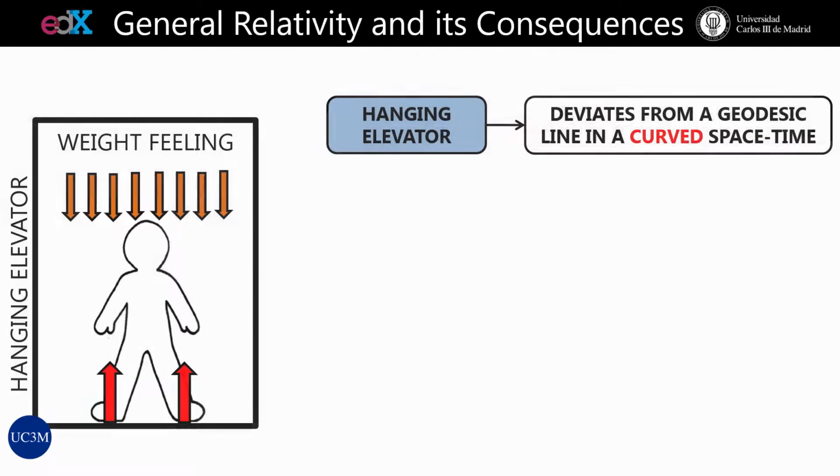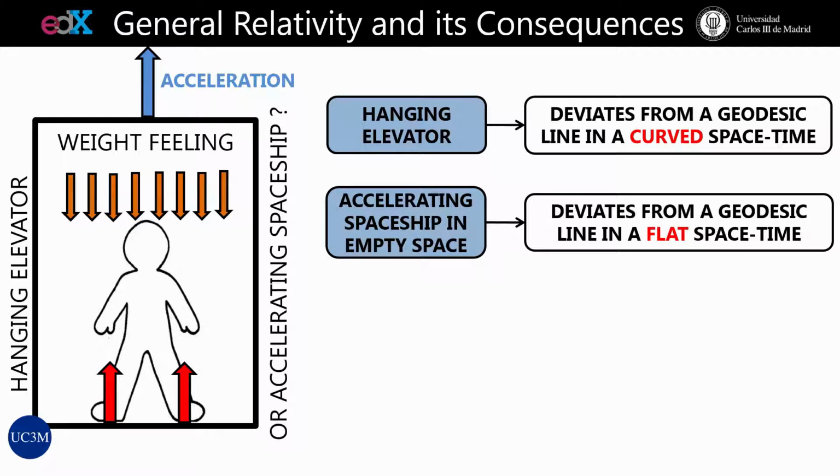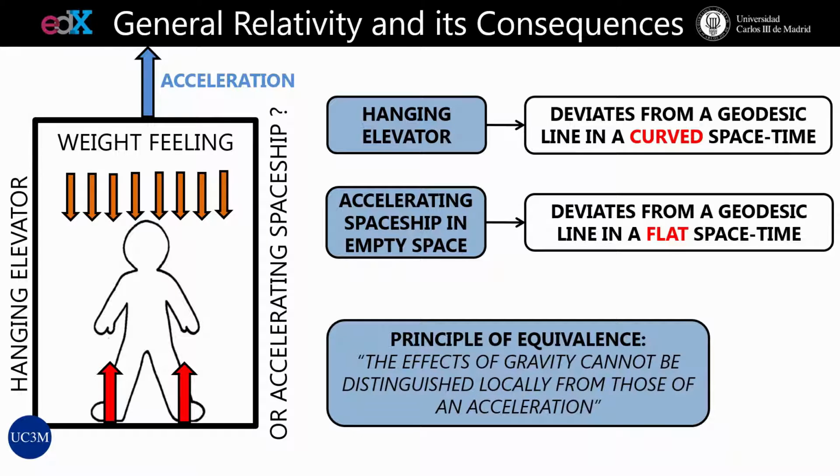When the elevator is hanging, on the other hand, we feel the reaction force on the floor that accelerates us away from our inertial motion in spacetime, which would be falling. The same situation occurs in an accelerating reference frame, like an accelerating spaceship firing its rocket in empty space. So from a physical point of view, the effects of gravity and those of an acceleration cannot be distinguished. This is the principle of equivalence, the major postulate of the theory of general relativity. Let's now see one of its most direct consequences.